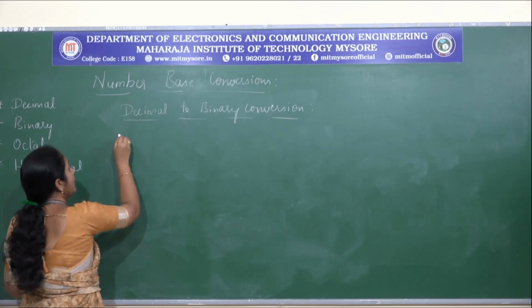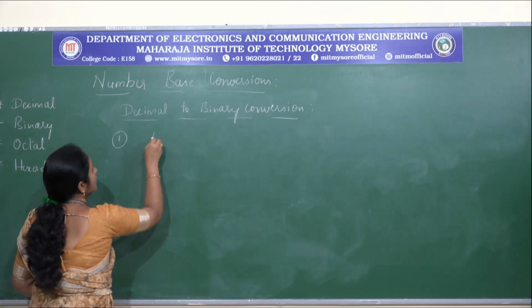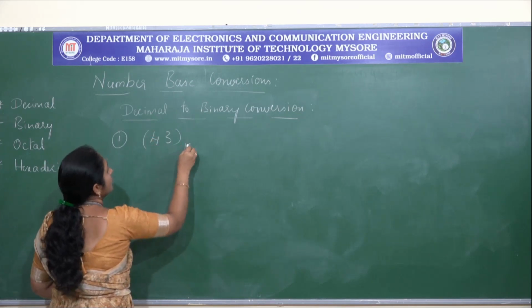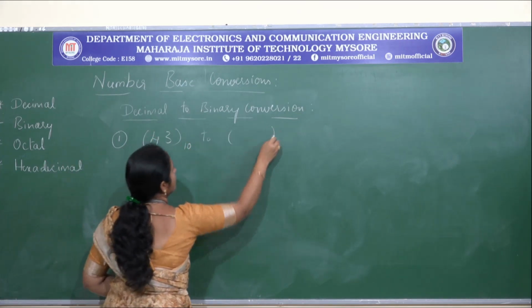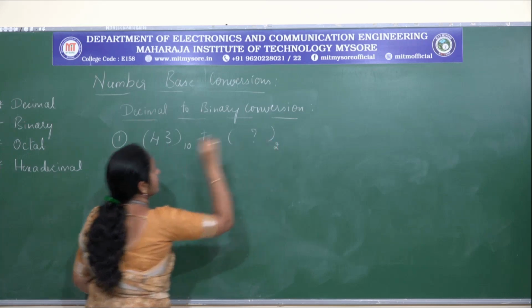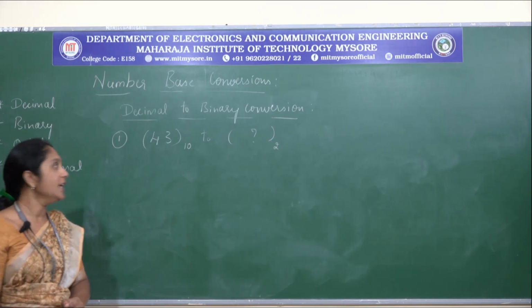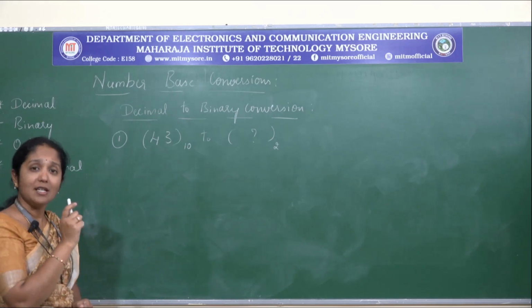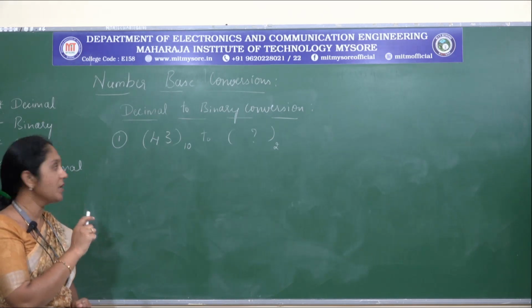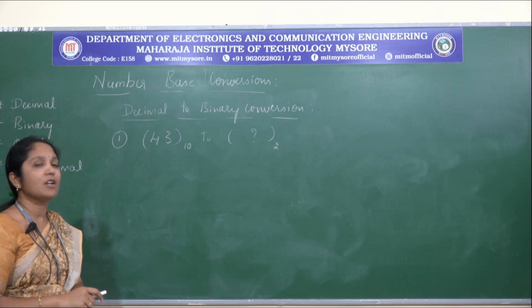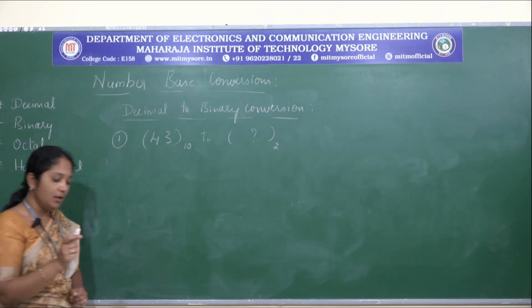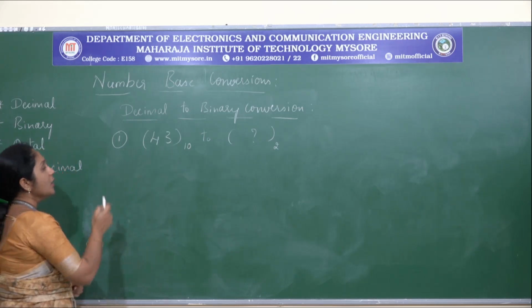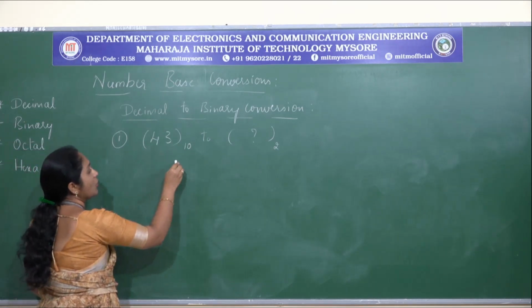As an example, let me consider, what is the equivalent of 43? Given number is in decimal number system. That is, the number is 43. We need to find out what is the equivalent of that number in binary number system. So now 43, how to convert?